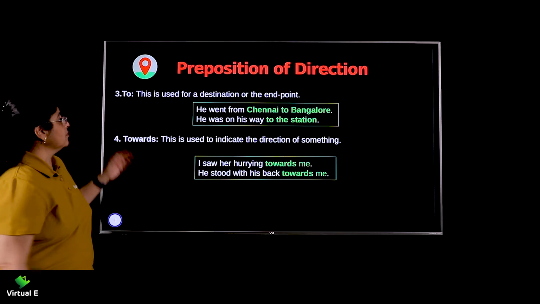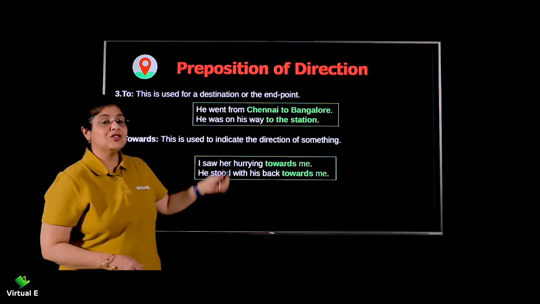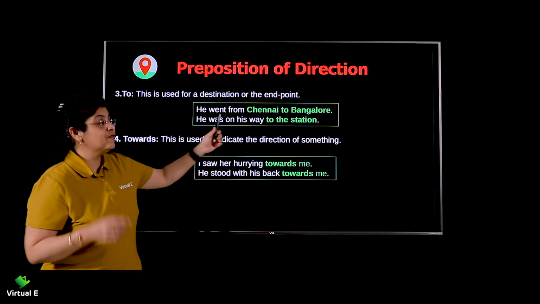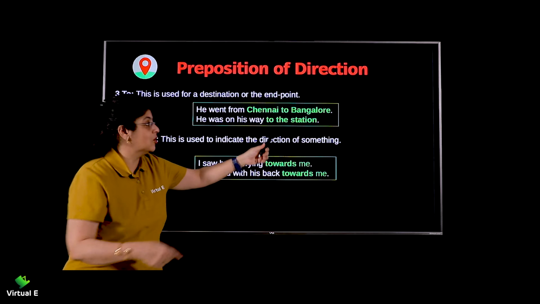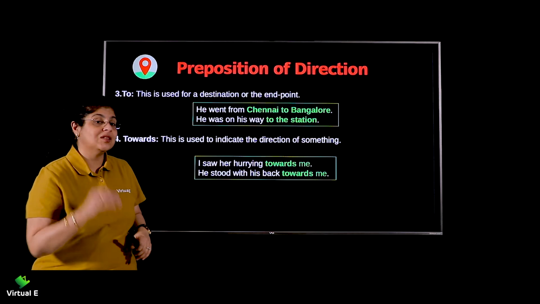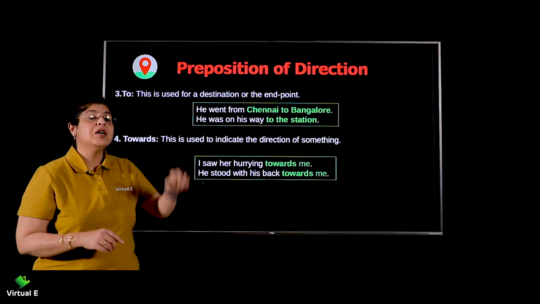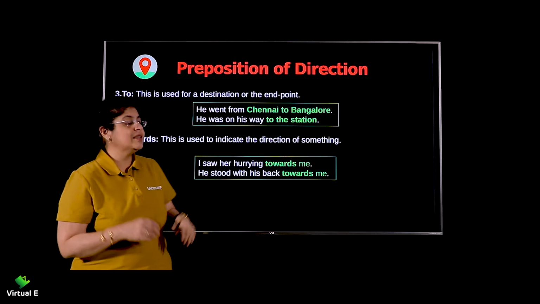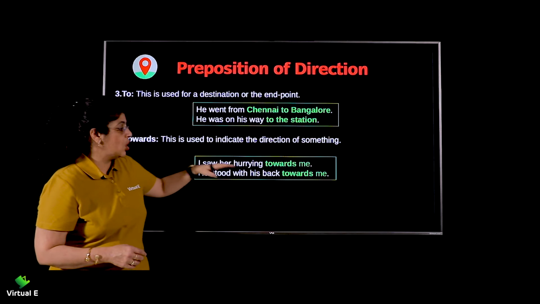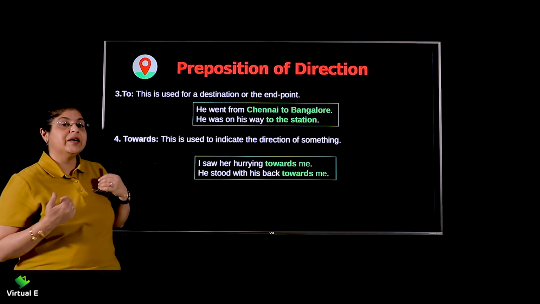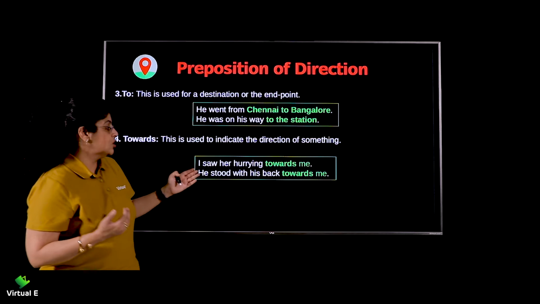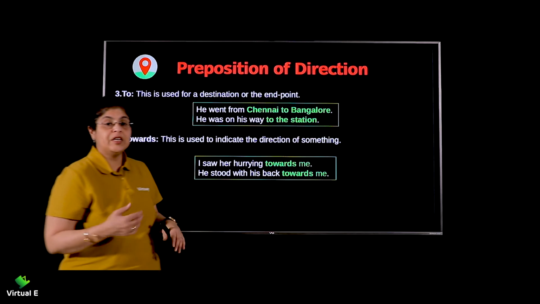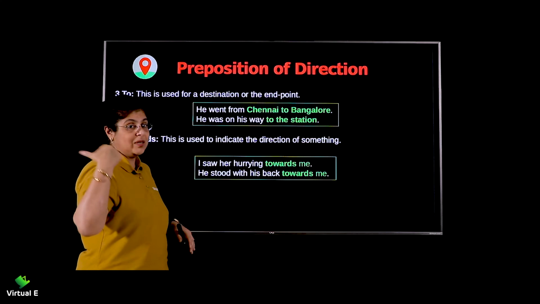Moving further. To. This is used for a destination or the end point. Now you started for Chennai, right? He went from Chennai to Bangalore. Now here it is giving you the destination, the end point. He was on his way to the station, right? Towards, this is used to indicate the direction of something. I saw her hurrying towards me. That means coming towards me. She was coming in my direction. So I saw her coming towards me. He stood with his back towards me. So he is standing behind, so my back is towards somebody, right?